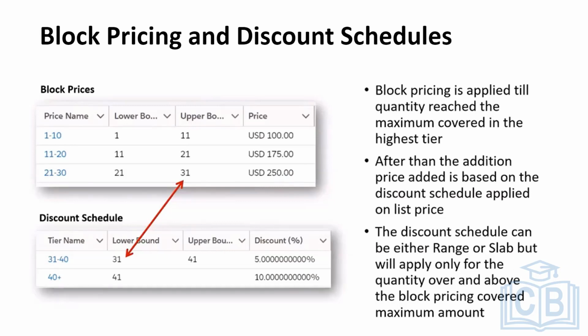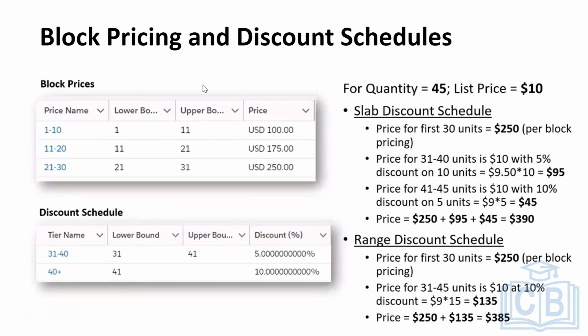Again, the discounting schedule can be applied on the range type or slab, but we will apply it only for the quantity over and above what the block pricing covered. You can mention the discount schedule, either slab or range, but it will come into the picture once this block pricing is complete. Means if you are putting the quantity above 31.